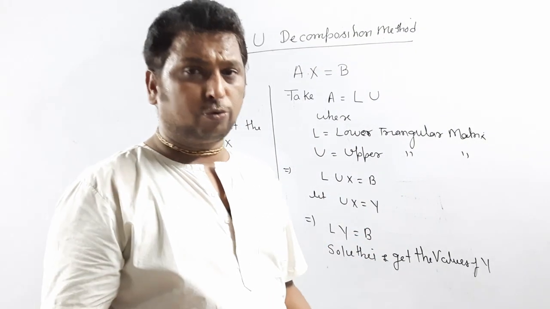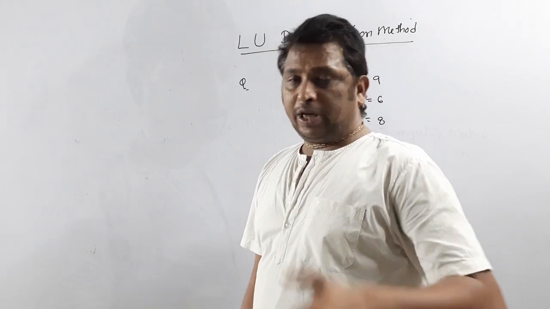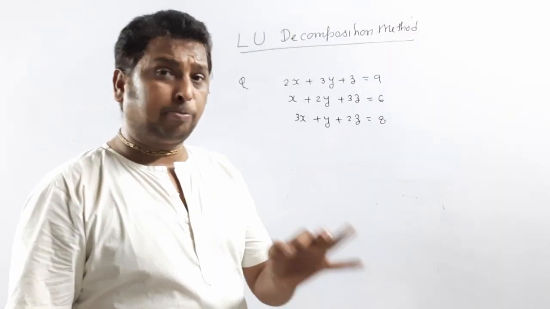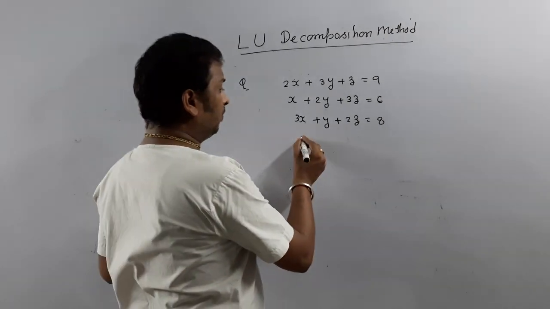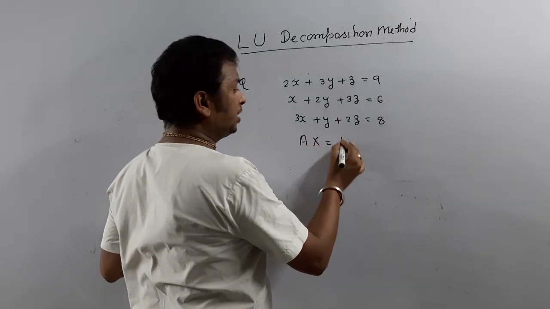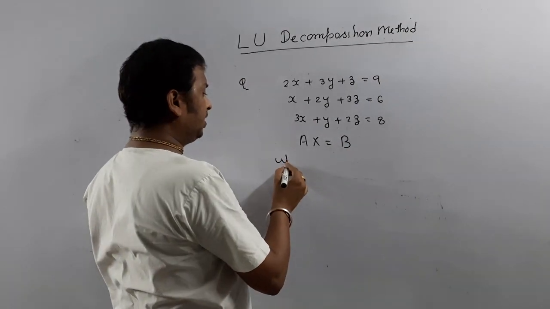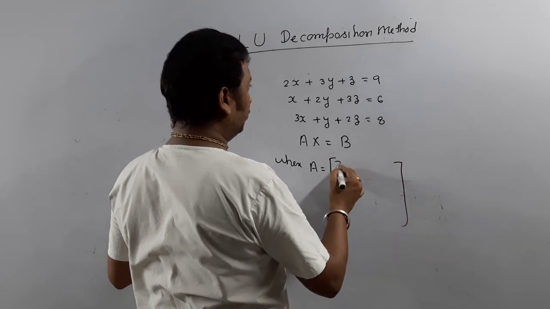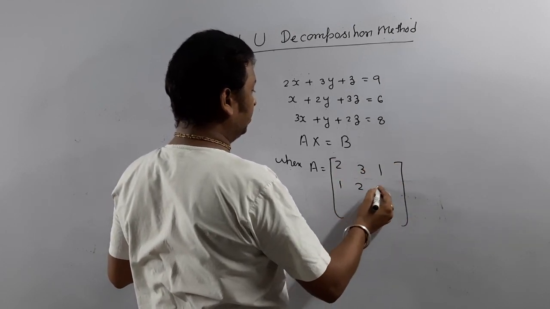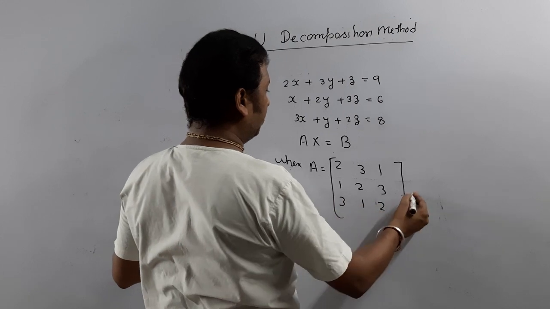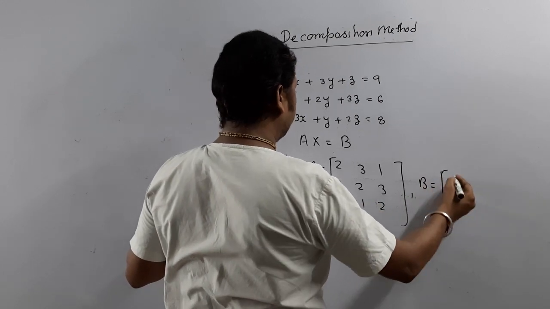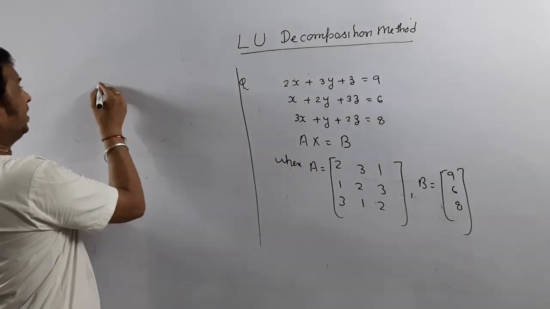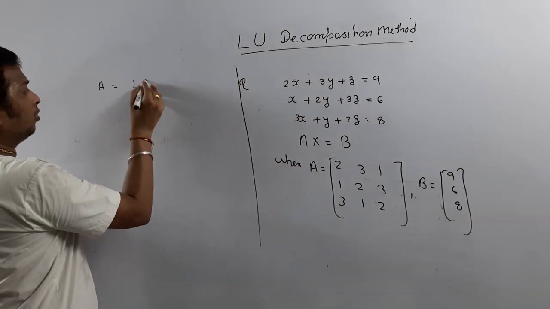So I'm going to take one question and I will solve it. Now we are going to solve this question by the LU decomposition method. First of all, what is our work? To write it in the form AX = B, where A is 2, 3, 1, 1, 2, 3, 3, 1, 2, and B is 9, 6, 8. So our first step is to write A as a product of L into U.